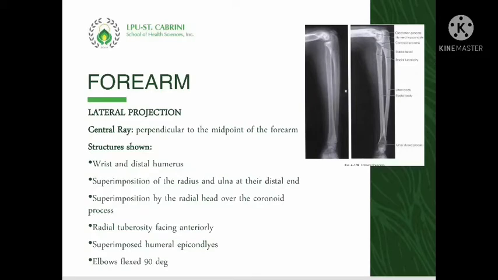This projection will show the entire forearm, including both elbow and wrist joints in lateral. Superimposed radius and ulna at their distal end, superimposed radial head over the coronoid process, superimposed humeral epicondyles, the radial tuberosity facing anteriorly, and the elbow flexed 90 degrees will also be visualized.